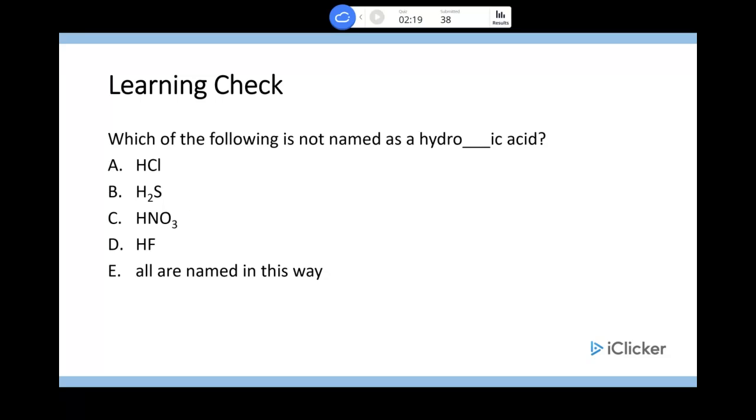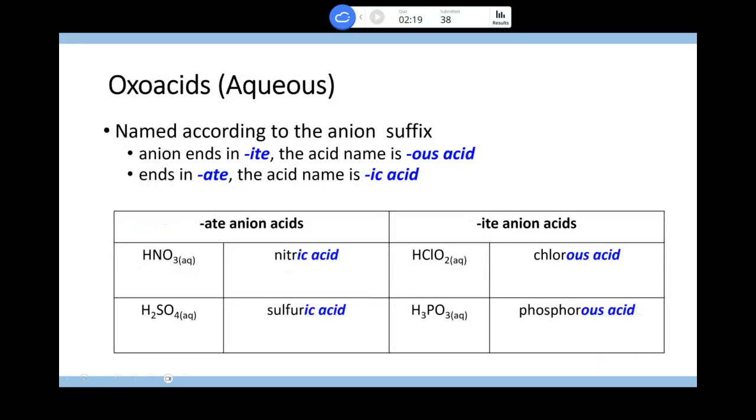All right. For this one, it is C. We do not have a binary acid. There are 3 atoms here, so we have a different naming rule. This naming rule is on the next slide. This is when we have oxoacids.